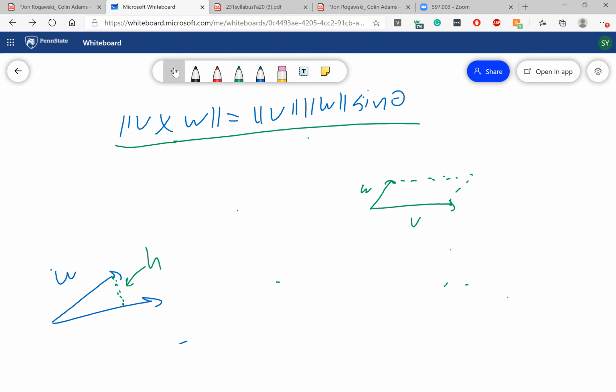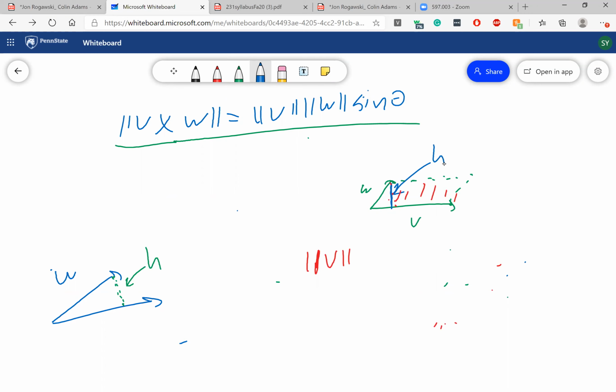Then they would like us to be able to find the area of this parallelogram. And in order to find the area of this parallelogram, we need the base, which is going to be the magnitude of V, times the height, times this height over here. So that's this height from here to there.